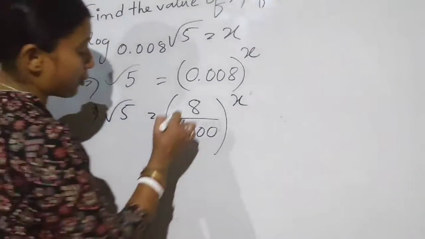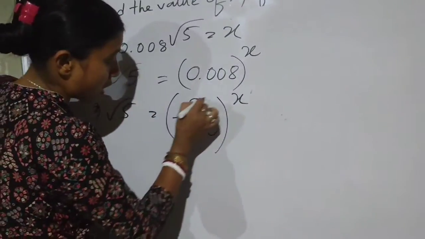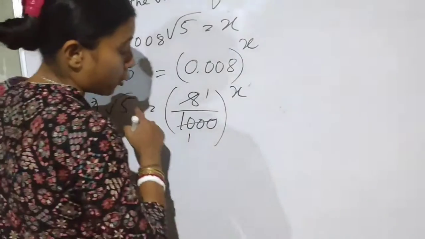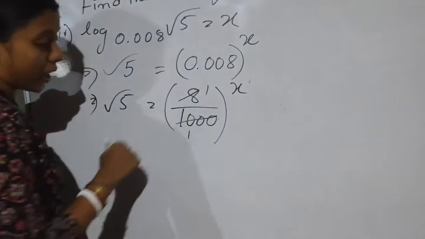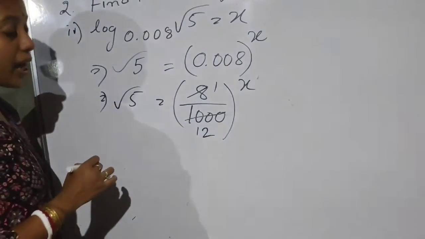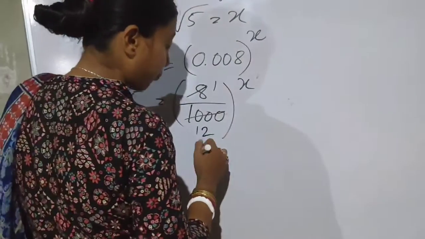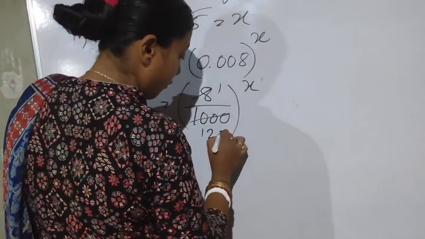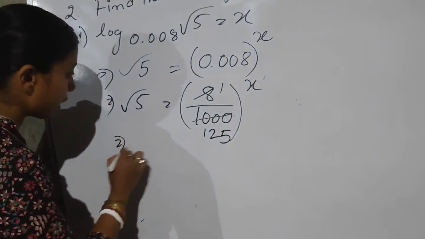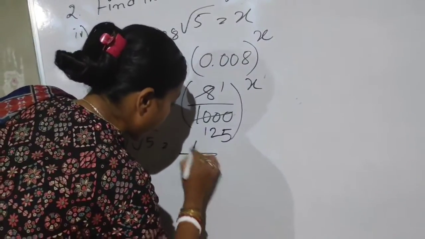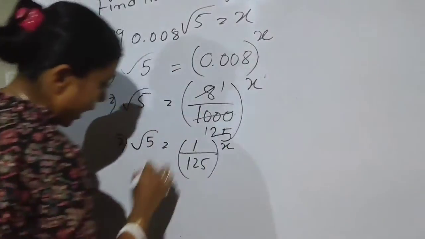So, now you see we can cancel here. 8 ones are 8. Then 8 ones are 8. Here remains 2 and 8. 2 eights are 16. Then 20 minus 16 is 4. So 8 fives are 40. So here we get root 5 equal to 1 by 125 to the power x.